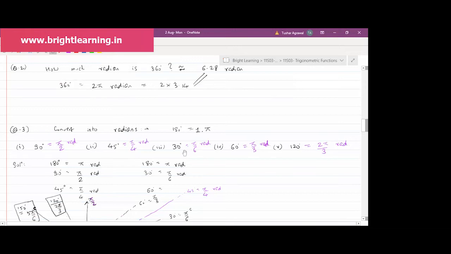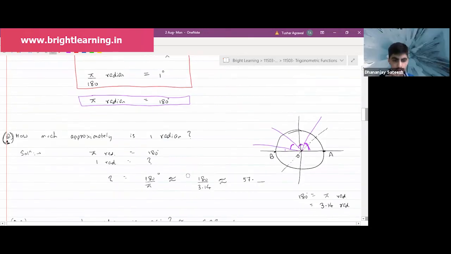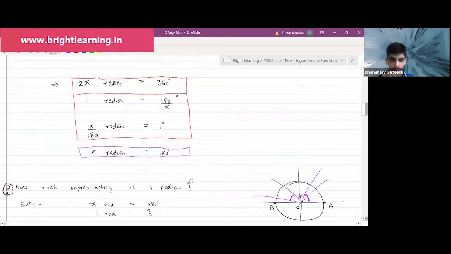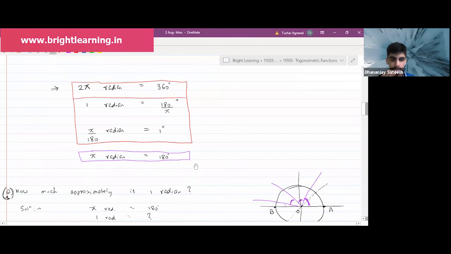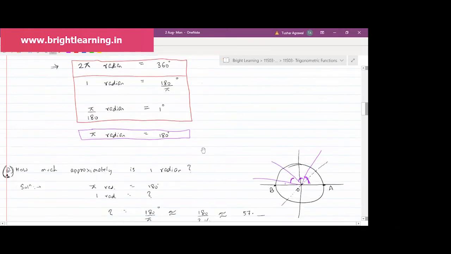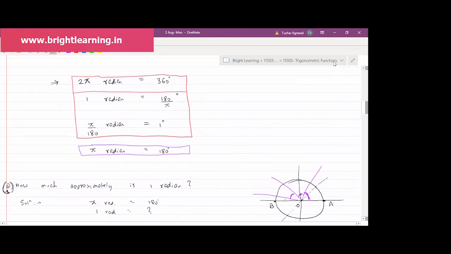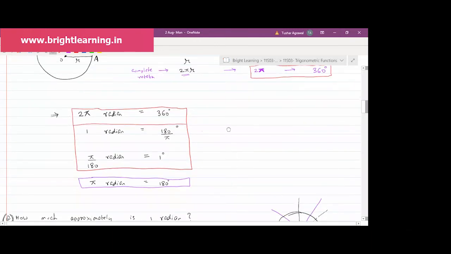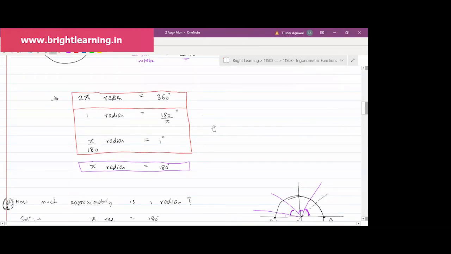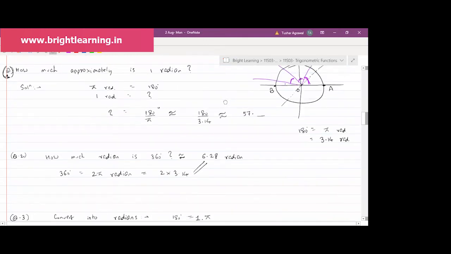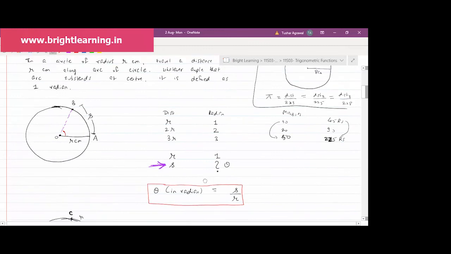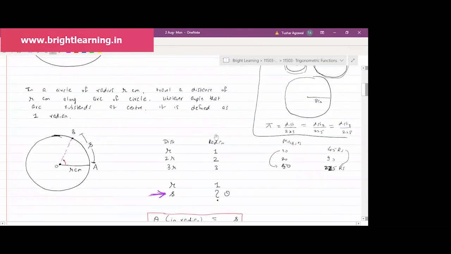Considering that to be right, what did you do ahead? So tan of greater value, they taught us in school, whenever greater value comes for tan, it will be negative value, while the lesser the value, it will be more positive. Tan of greater value is lesser, but it does not mean that... okay, 1 minute. 1 radian is equal to 180 upon pi, and that is 57 degree approximately. This we did in the first class. I'm not getting that picture. Okay, so forget that thing.